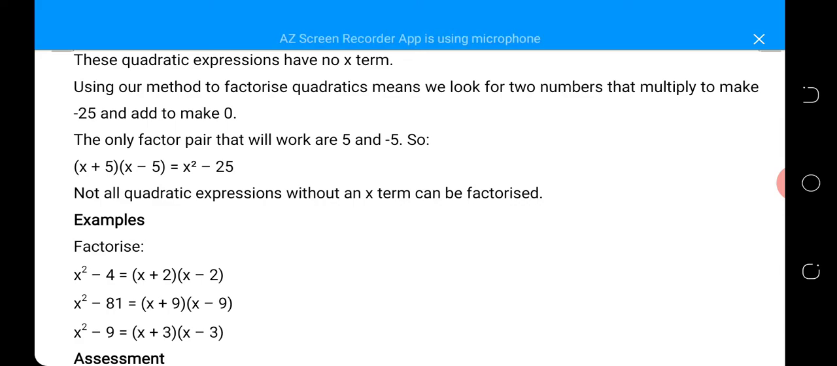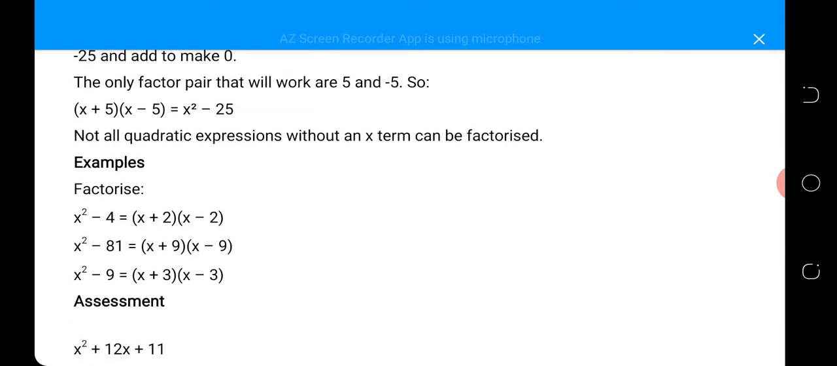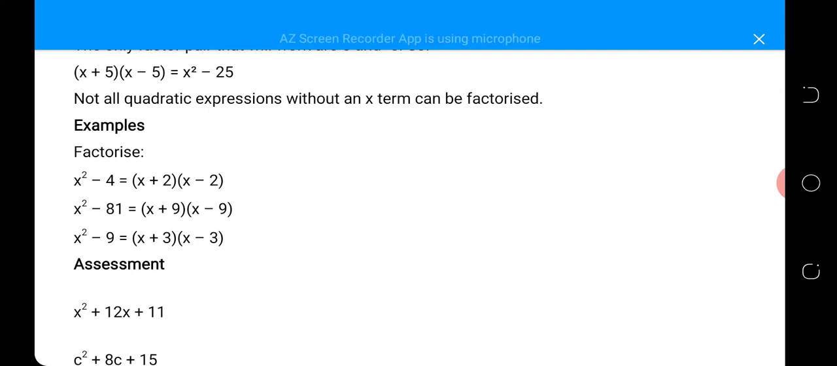Let's look at examples of factorization of difference of two squares. Example 1. Factorize x squared minus 4. Since the expression begins with x squared, you can open two brackets, put x in the first and put x in the second. Then the next question now is, what will be the two numbers that you will multiply to give you minus 4 and add to give you 0?